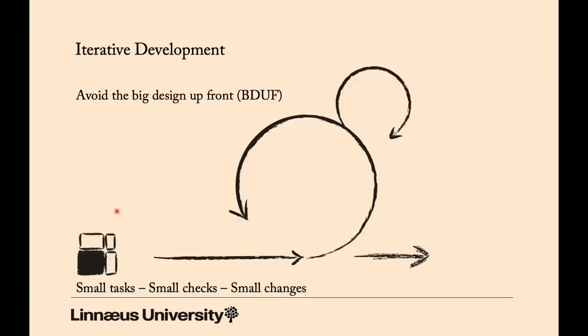But just quickly repeating what iterative development is all about. Well, it is about avoiding the big design upfront in this setting. So we don't want to design everything and then move on to implementation. Because why don't we want to do that? Any idea? Why would we like to avoid this big design up front?